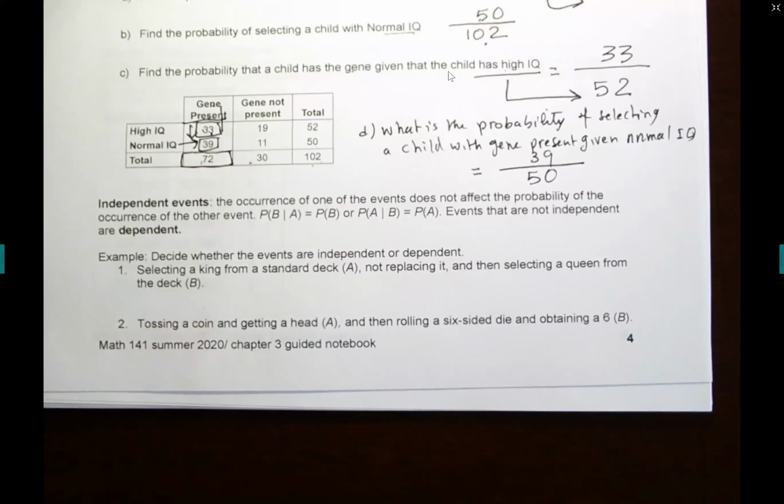So we select a king from a standard deck. What's the probability of selecting a king, guys? It's 4 out of 52. We do not replace it. That means the card that we withdraw, we keep it on the side. We don't put it back. Do you think that will affect the probability of selecting a queen?